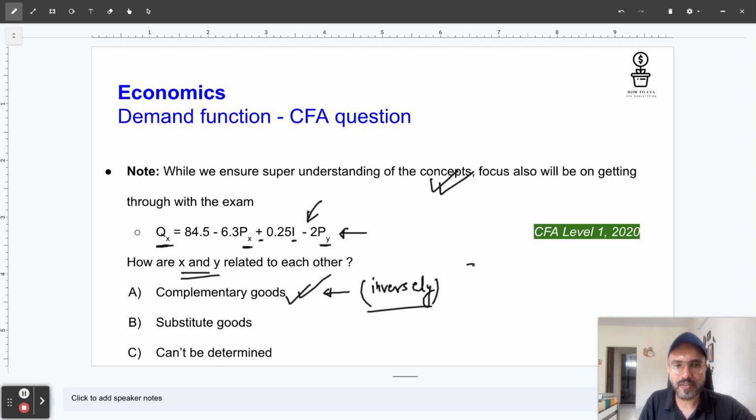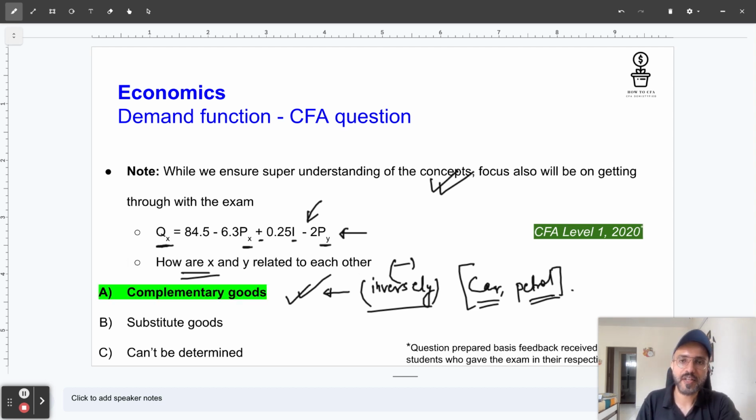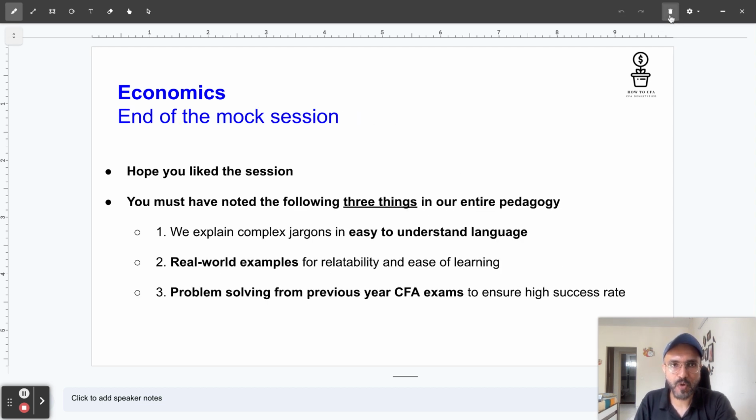Complementary goods, like your car and petrol. As we saw, if the price of petrol goes up, then the quantity demanded of cars will go down, and hence they are negatively related. Inversely can also be denoted in mathematical terms by a negative sign. So because there is a negative sign, it means that they are complementary goods. So the answer is A, complementary goods. Got it? So that is the end, friends, of the mock session.